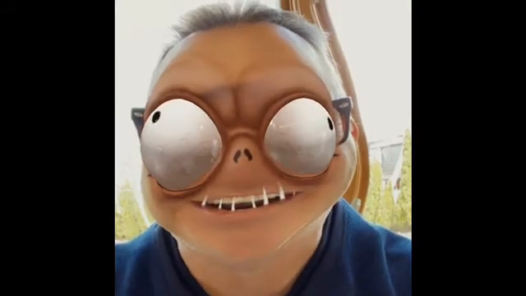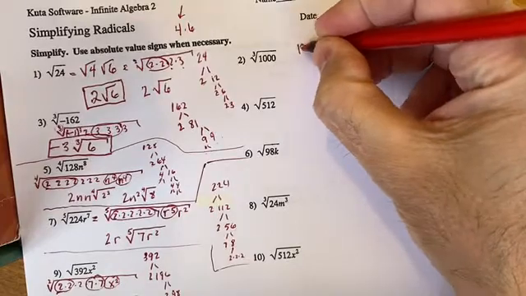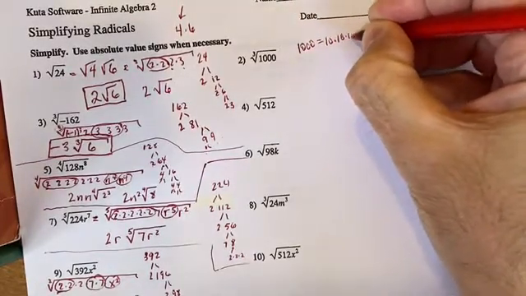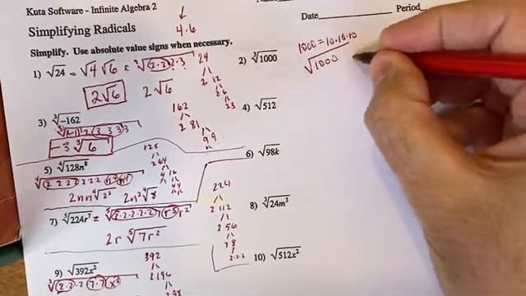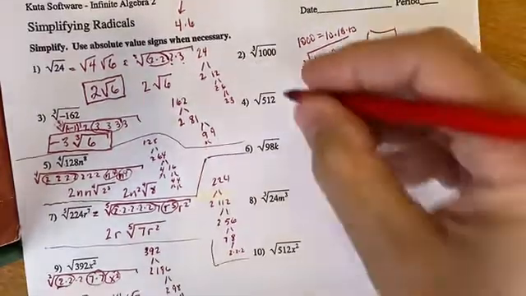That'll be fun. Okay, let's do the evens. Oh, this one's not too bad because 1,000 is 10 times 10 times 10. So the third root of 1,000 is just 10. That's a good way to start.